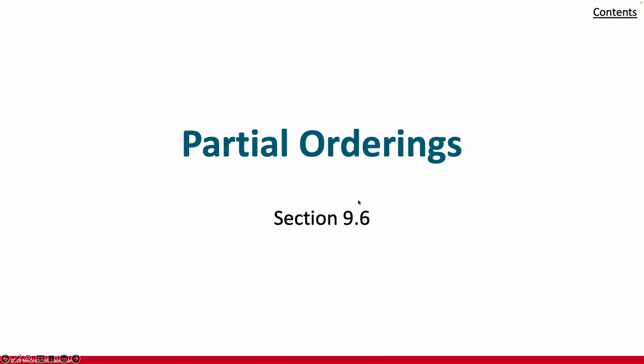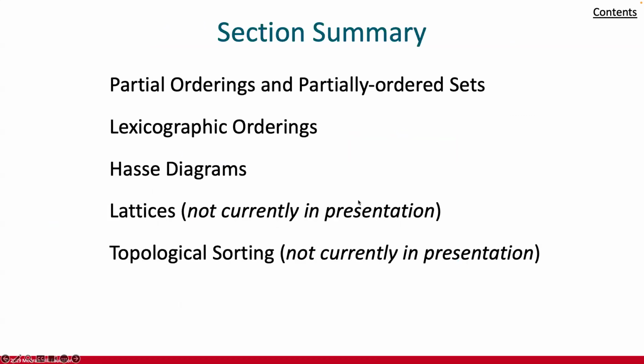Now let's get into partial ordering. Here are the things that we're going to talk about. We're just going to be talking about the first three: partial ordering and partially ordered sets, lexicographic ordering, and Hasse diagrams. So we often use relations to order some or all of the elements of sets.